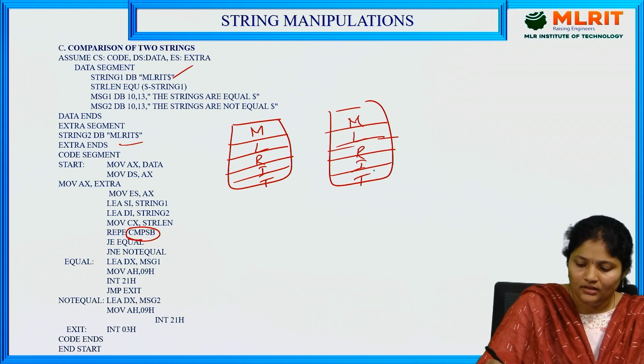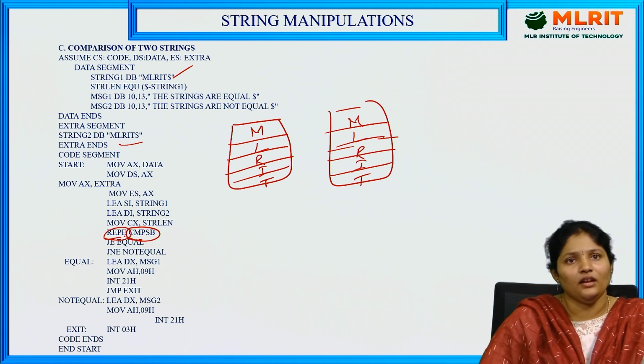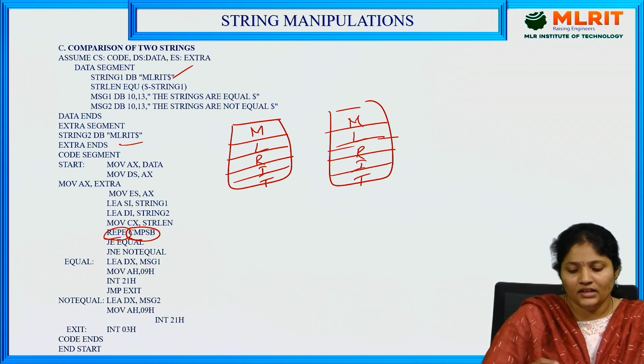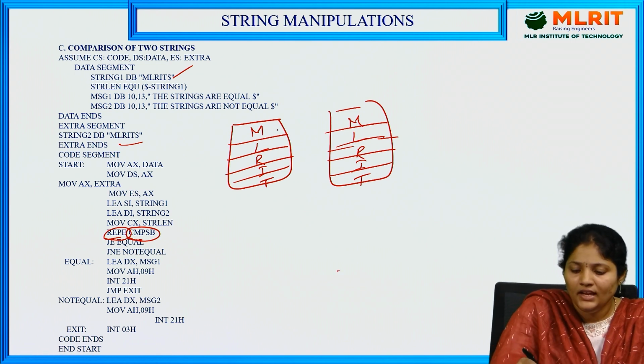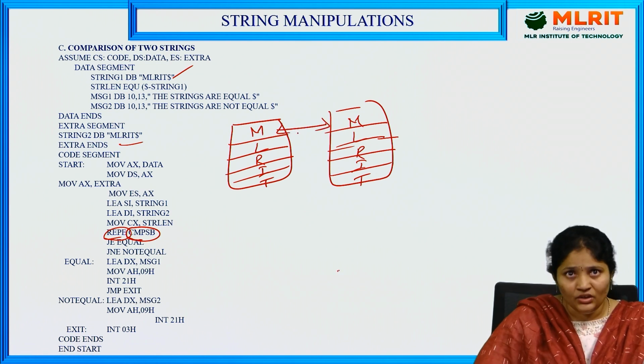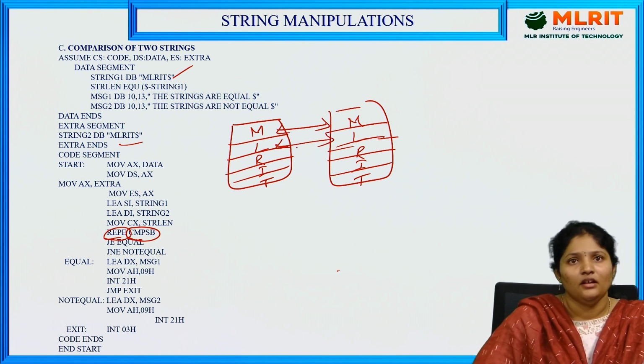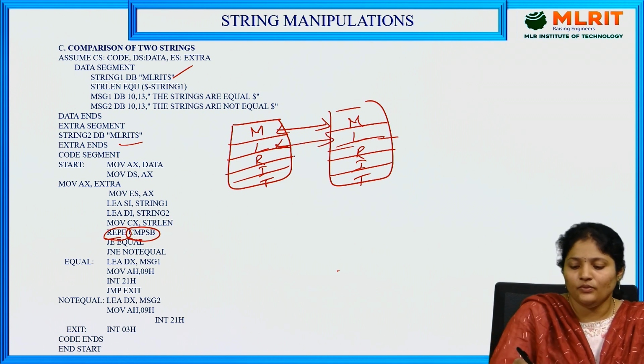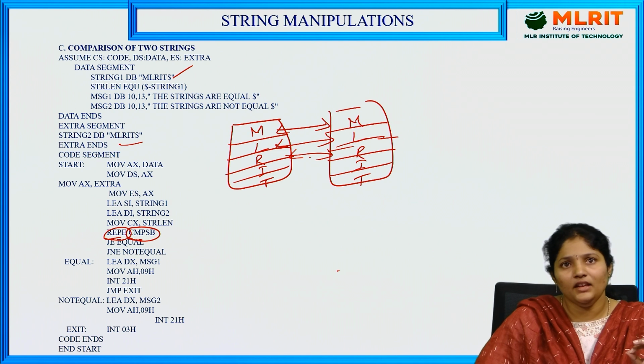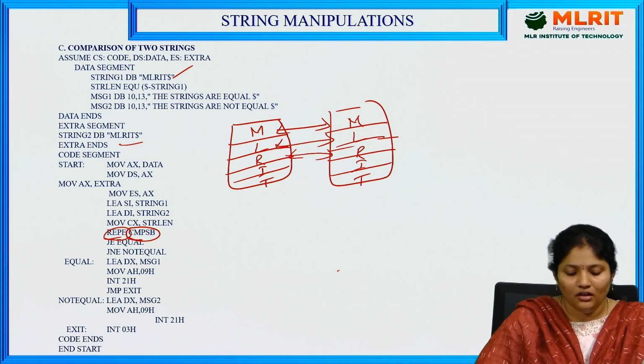So here, repeat equal. If the first character is equal, how will it perform? M is compared with M. If it is equal, then only it moves to the next location. L is equal, then it will move to the next. If anything is not equal, then it will jump outside of the loop and it will end itself.